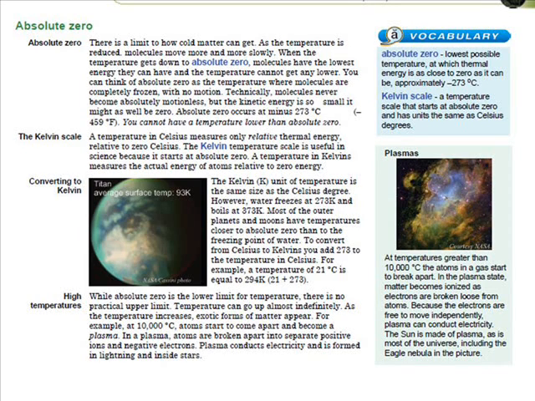As the temperature increases, exotic forms of matter appear. For example, at 10,000 degrees C, atoms start to come apart and become a plasma. In a plasma, atoms are broken apart into separate positive ions and negative electrons. Plasma conducts electricity and is formed in lightning and inside stars.